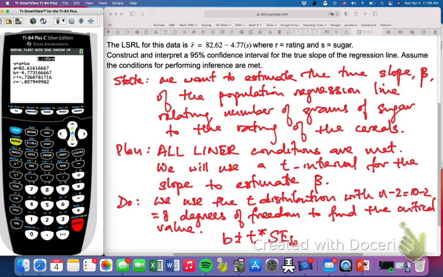So here B, that's your unbiased estimator, is the B that we found earlier, right here, the negative 4.77. And T star is what we need to find, and you have to use the degrees of freedom to find that. I will show you in a second how to find that. Now here, the SEB is the standard error of the slope, which we will discuss in a second.